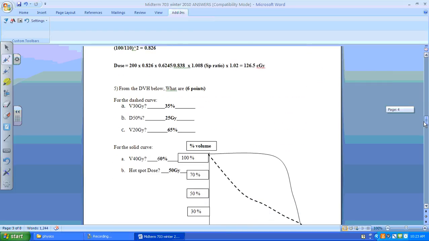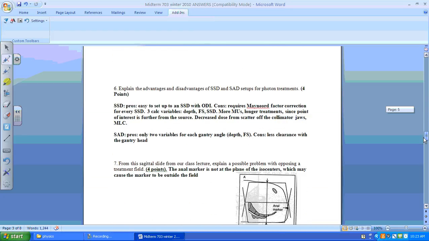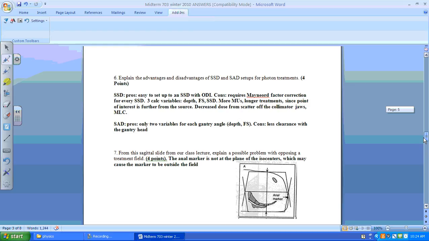Okay, DVH, this is pretty simple. This is just a graph lookup. Explain the advantages and disadvantages of SSD and SAD setups. So SSD advantages: easy to set up to an SSD with an ODI. Okay, so it's easy to use the ODI.